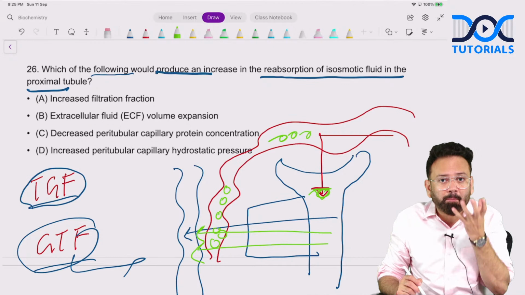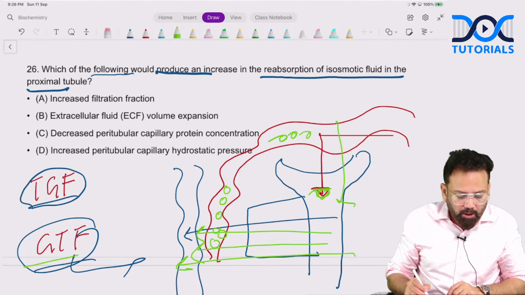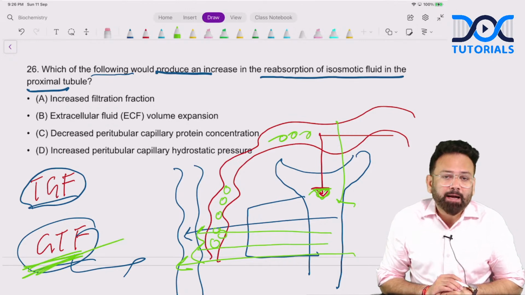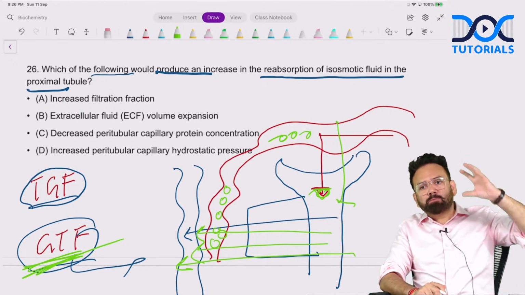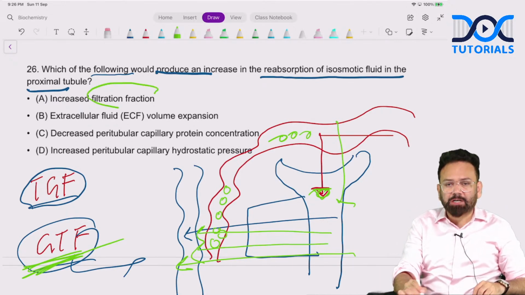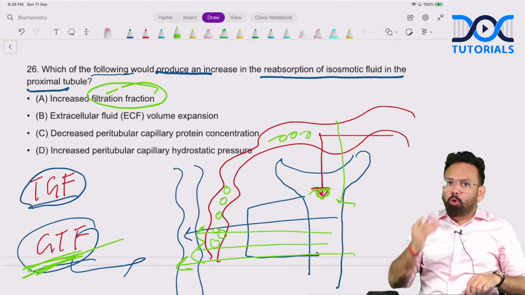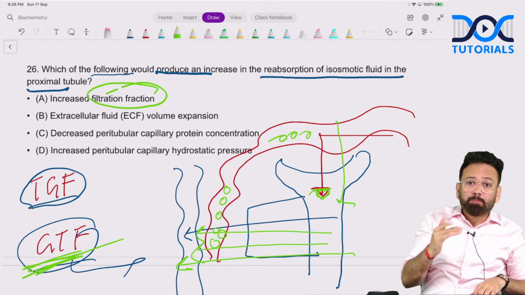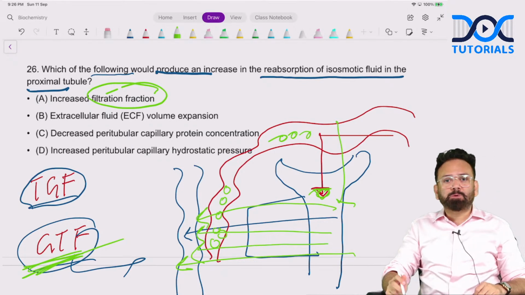This is a wonderful method. If water absorption is more, there will be more reabsorption. This is called GTF, the glomerulotubular feedback mechanism. So due to any cause, if there is more filtration fraction, more and more plasma is filtered, more and more proteins are accumulated. More proteins means more oncotic pressure, more water resorption.